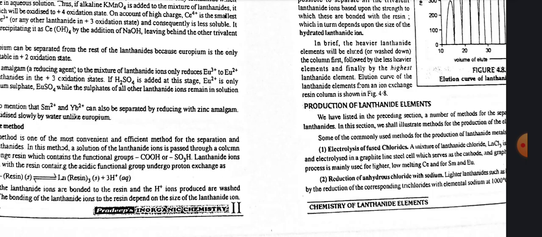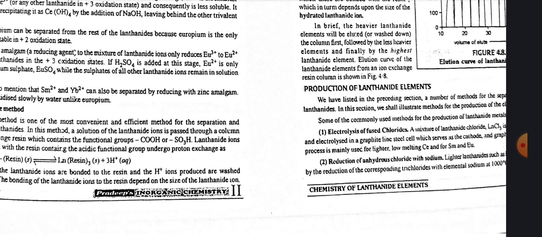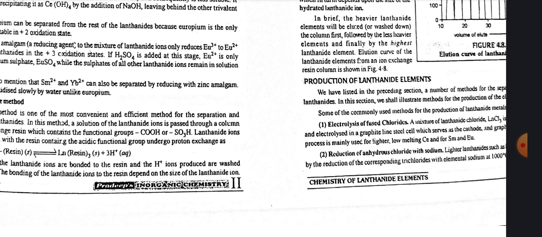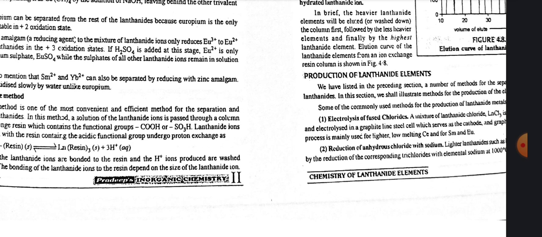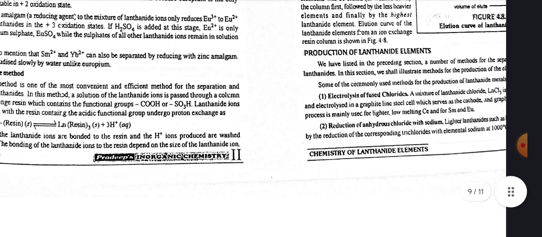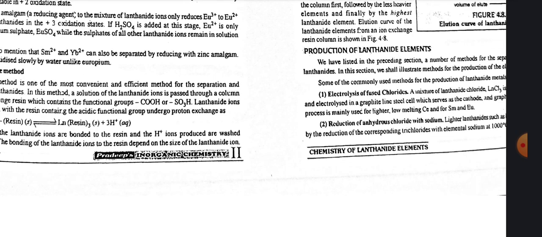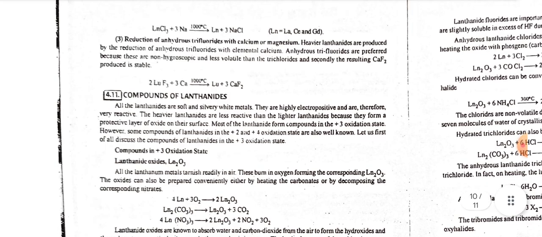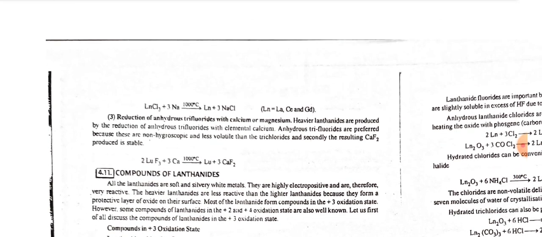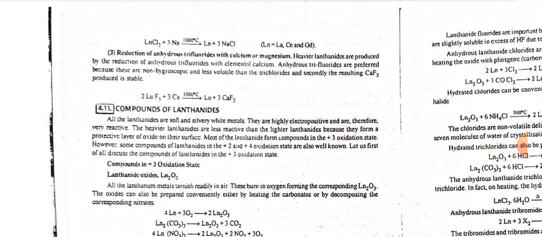Electrolysis of fused chlorides. The mixture of lanthanide chlorides, LaCl3 and others, is electrolyzed in a graphite-lined steel cell, which serves as the cathode, with graphite as the anode. This process is mainly used for lighter, low melting lanthanides and for some such as europium and samarium. Reduction of anhydrous chlorides: lighter lanthanides are obtained by the reduction of the corresponding chlorides with elemental sodium at 1000 degrees Celsius. Reduction of anhydrous trifluorides with calcium or magnesium is also used.